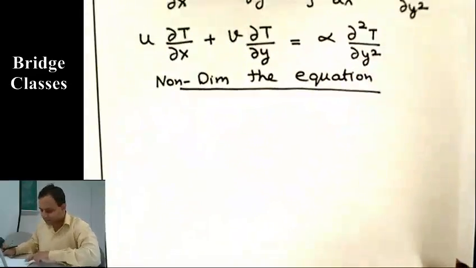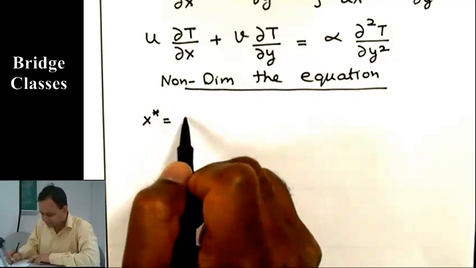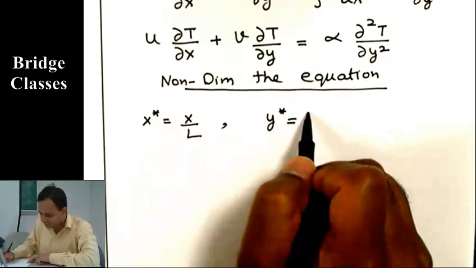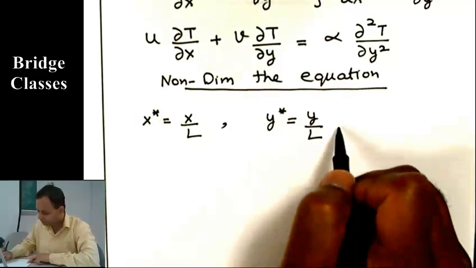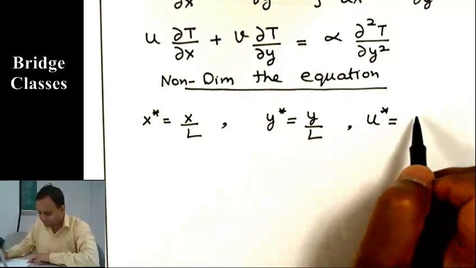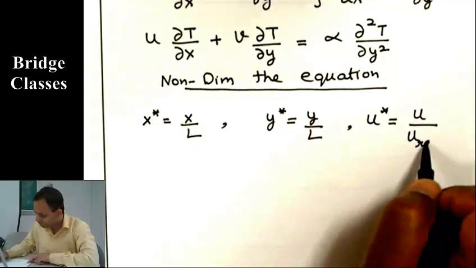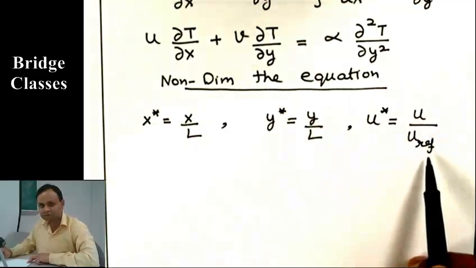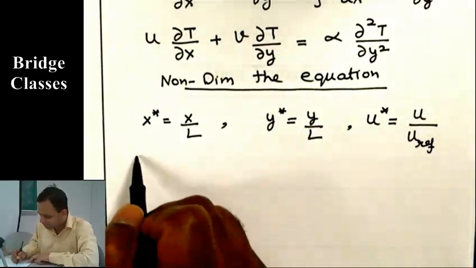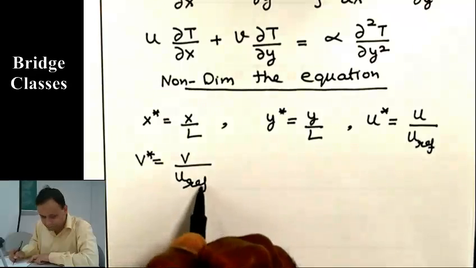And when we non-dimensionalize, we can define non-dimensional x star as x over L, non-dimensional y star as y over L, non-dimensional velocity u star, we can define this as u over a reference velocity, and this reference velocity can be u infinity. For flow over a flat plate, it will just be u infinity.